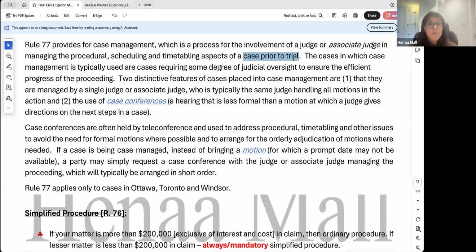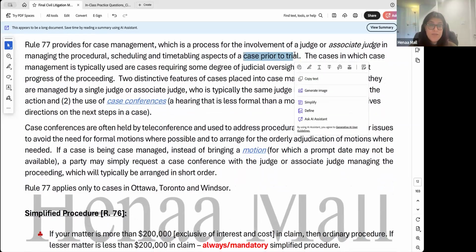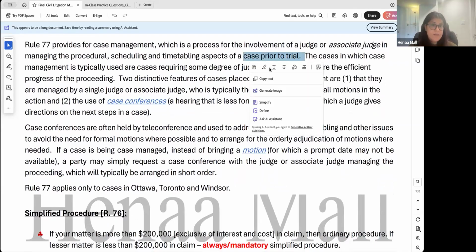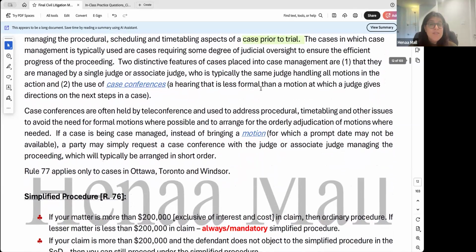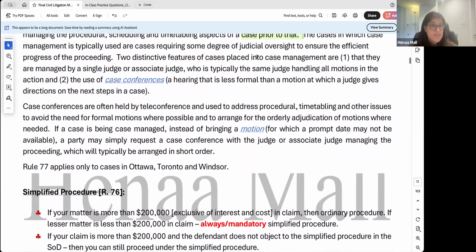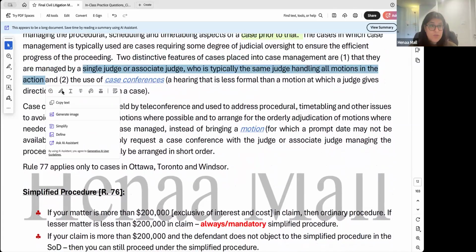This occurs prior to trial because once the matter has gone into trial, it's pretty straightforward. So there are two distinctive features of cases that are placed into case management. Number one, they are managed by a single judge or an associate judge who's also listening to all the motions.